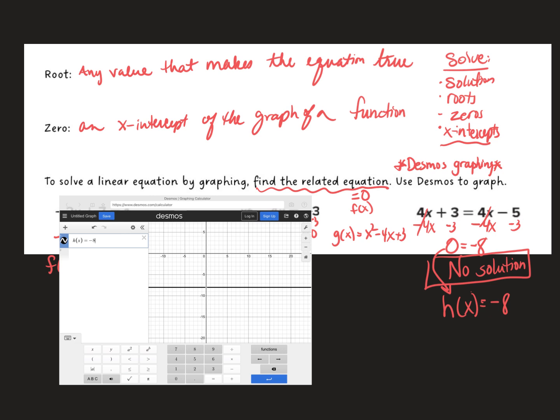So if you look at this graph, it does not cross or touch the x-axis. That's why the answer is no solution. So that is the lesson for this week. I hope you have a wonderful day, and I will see you the next time.